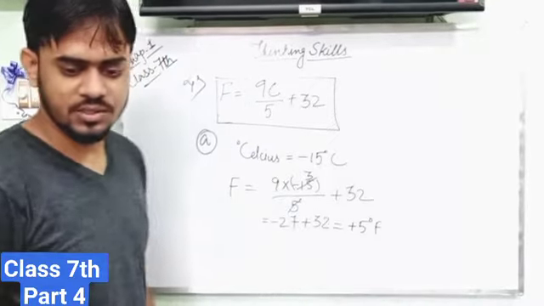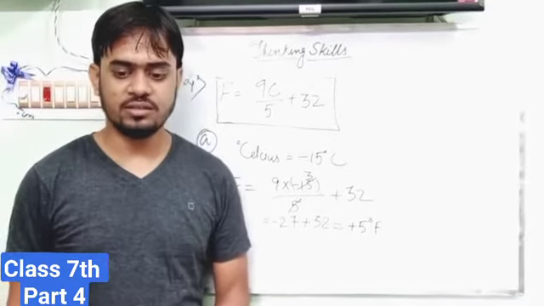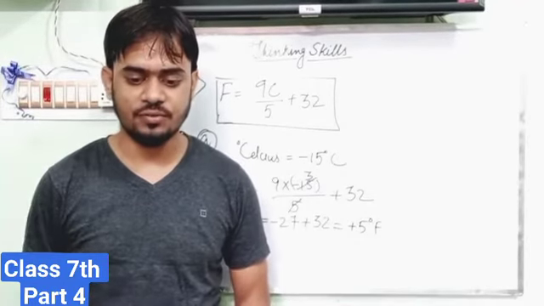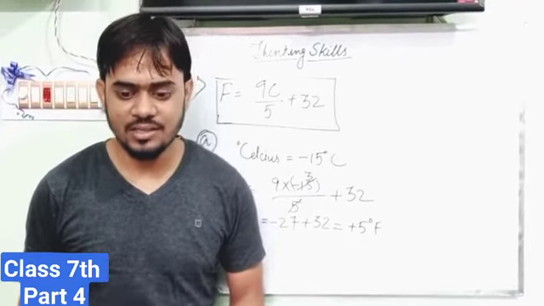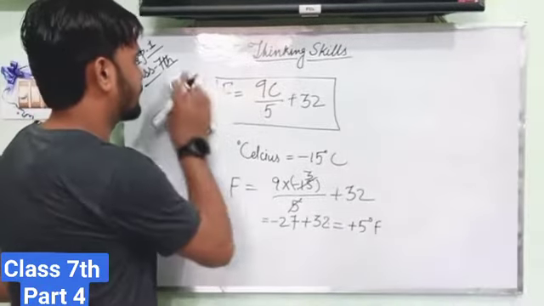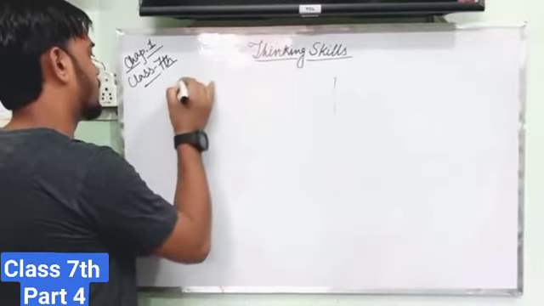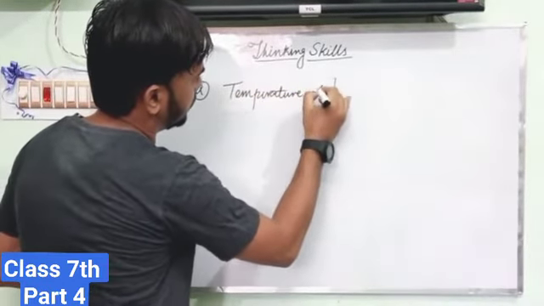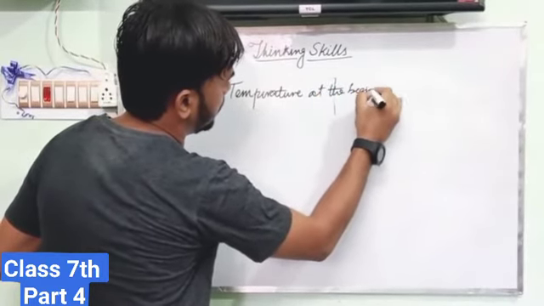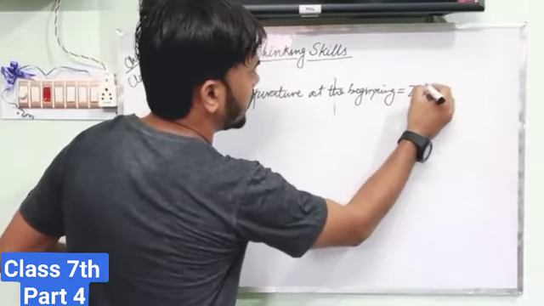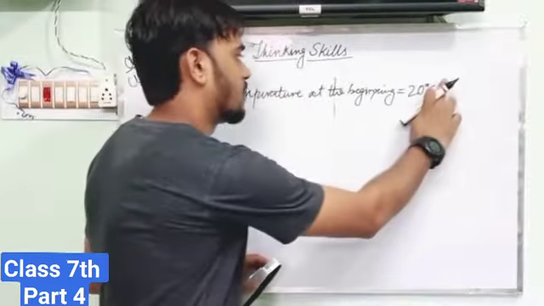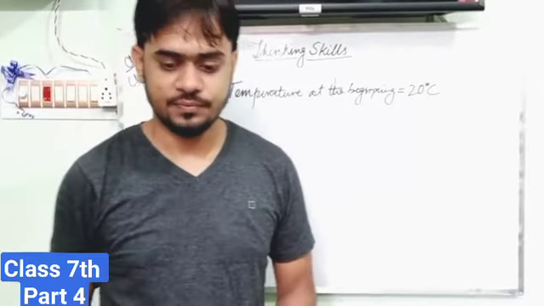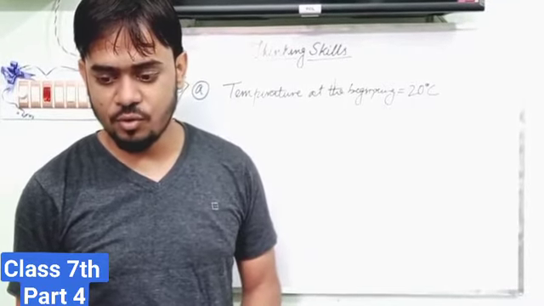The next question is question number 6. In a microbiology laboratory, certain tests are done under controlled temperature. The variation in temperature is by a fixed number of degrees per minute. Evaluate each of the following. The first question, 6A: the temperature at the beginning of an experiment is 20 degrees Celsius. It increases by 4 degrees centigrade per minute. What is the temperature at the end of the experiment? It took 15 minutes to complete.